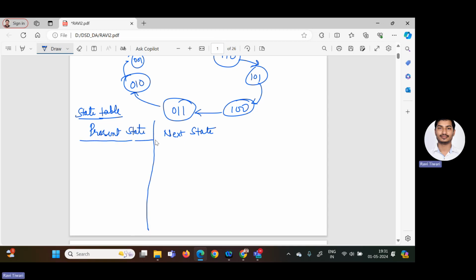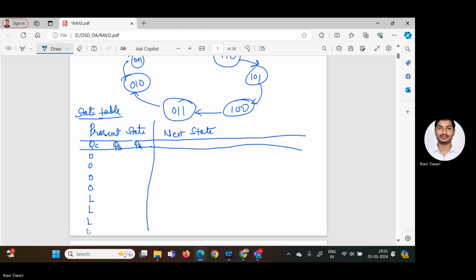Here, if you are considering a 3-bit down counter, then there will be 8 possible combinations, right? So here I am assuming this is QC, this is QB, and this is QA for these 3 bits. So as we are considering 3 bits, a total of 8 possible combinations will be there. Now this is 0, 0, 1, 1, 0, 0, 1, 1. I am just writing all the 8 possible combinations for 3 bits.